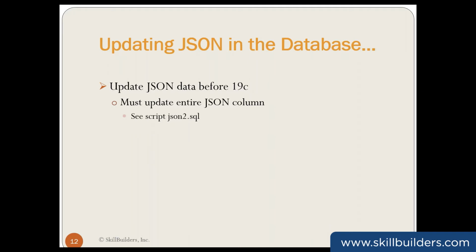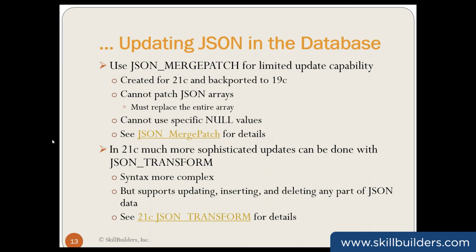Okay, but once you got to 19c, there's a partial way of updating pieces. There's a JSON merge patch function, but it's got limited capability. It was written in 21 and backported to 19. So once you get to 19, you can use it, but it's limited. You cannot patch JSON arrays. If you have an array, you must replace the whole array, and you can't put in null values. So those are some significant limitations. There is a link in this presentation, JSON merge patch, should you be in 19 and want to use that. Of course, you can go and modify other pieces, but it is limited.